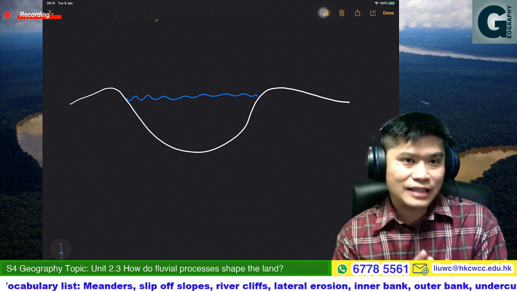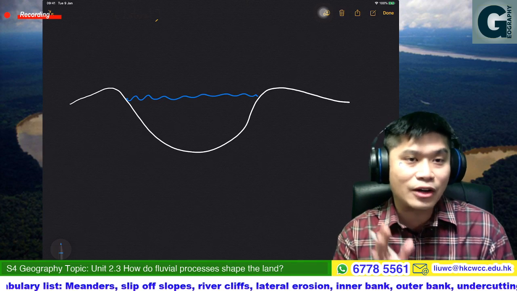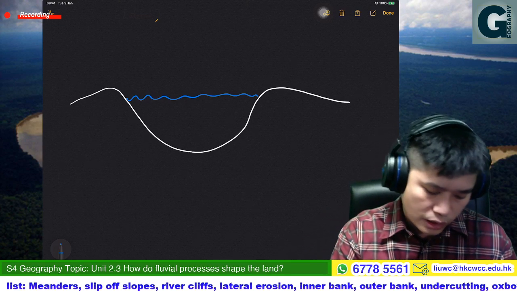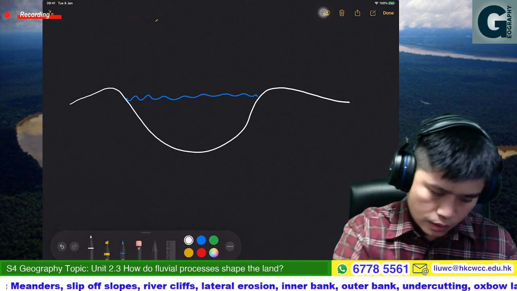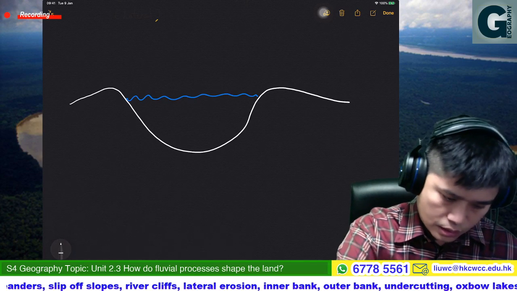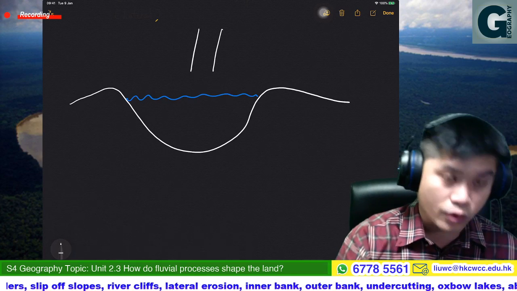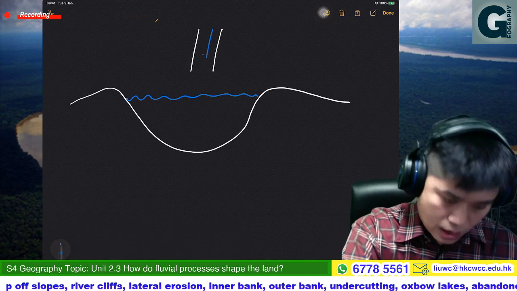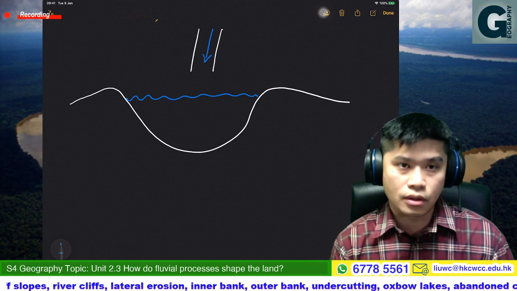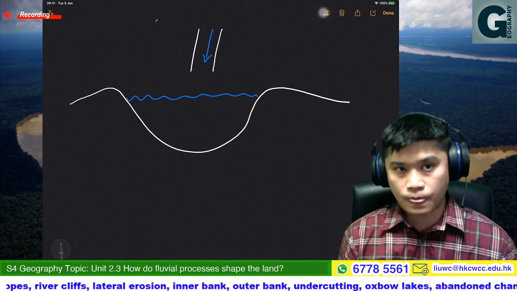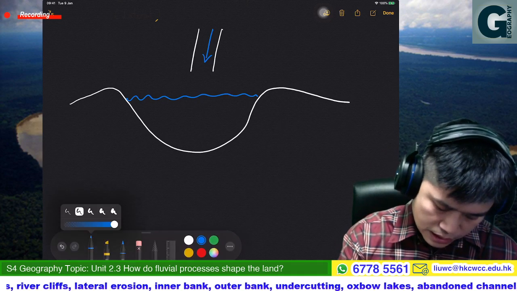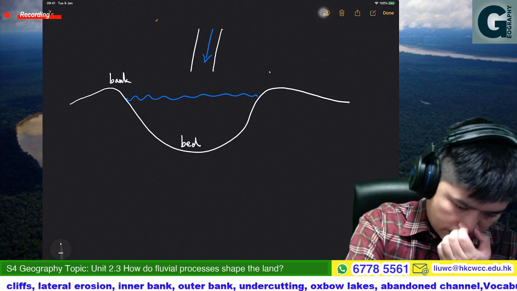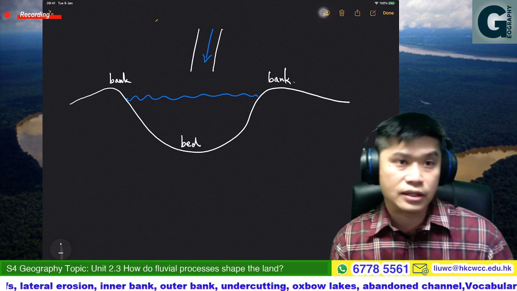However, that is just a normal river on a straight line. If we see the river, that would be like this, a straight line. I may tell you the cross section of the river, it will be like that. You can still see the riverbed and river banks, something like this.